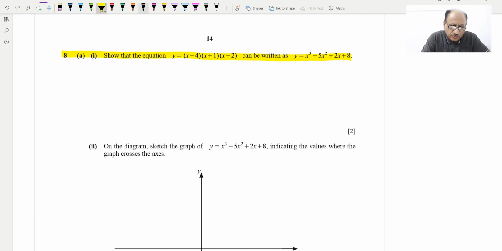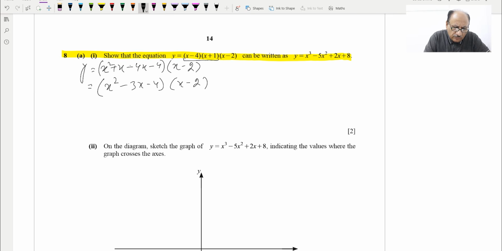And this is question number 8, part a: show that the equation can be written in this format, so we need to just multiply. So y is equal to, we'll multiply the first two terms: x into x will be x square, and x into 1 plus x, and minus 4 into x, so minus 4x, and minus 4 into 1 will be minus 4, and the last term will be as it is, x minus 2. Now adding the like terms, this simplifies to x square minus 3x minus 4, and this will be times x minus 2.